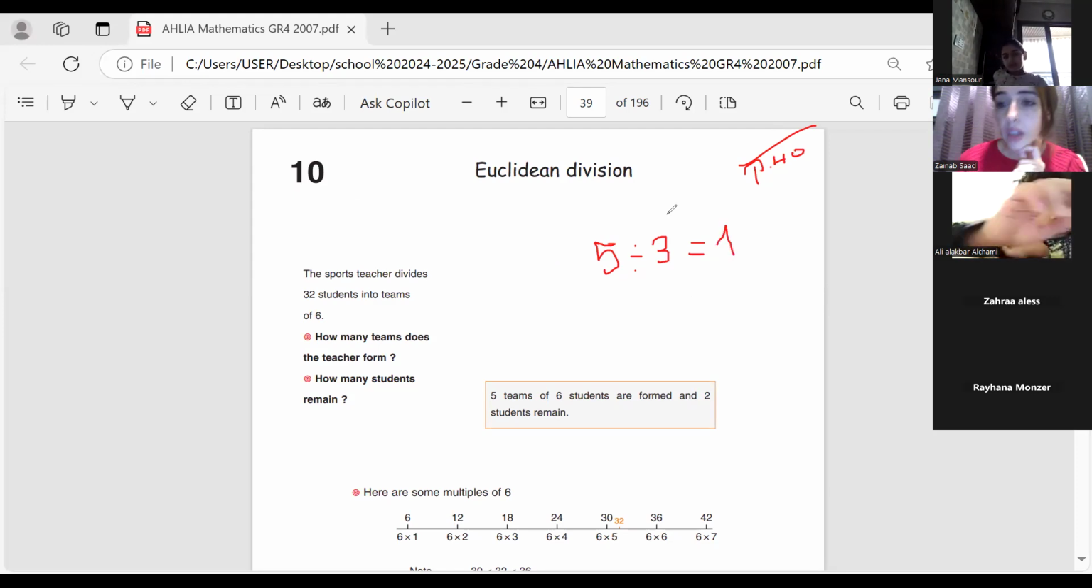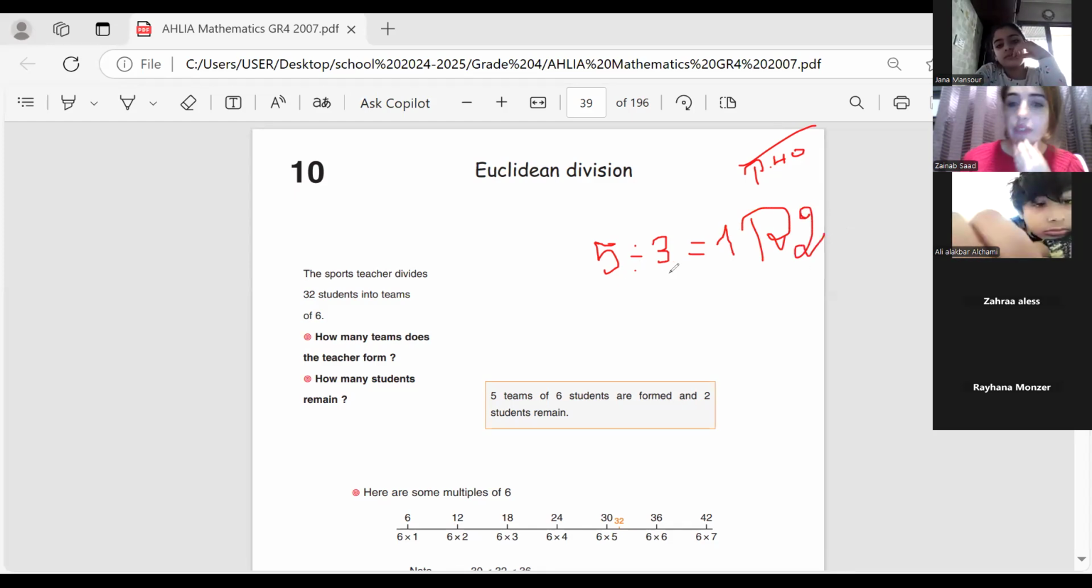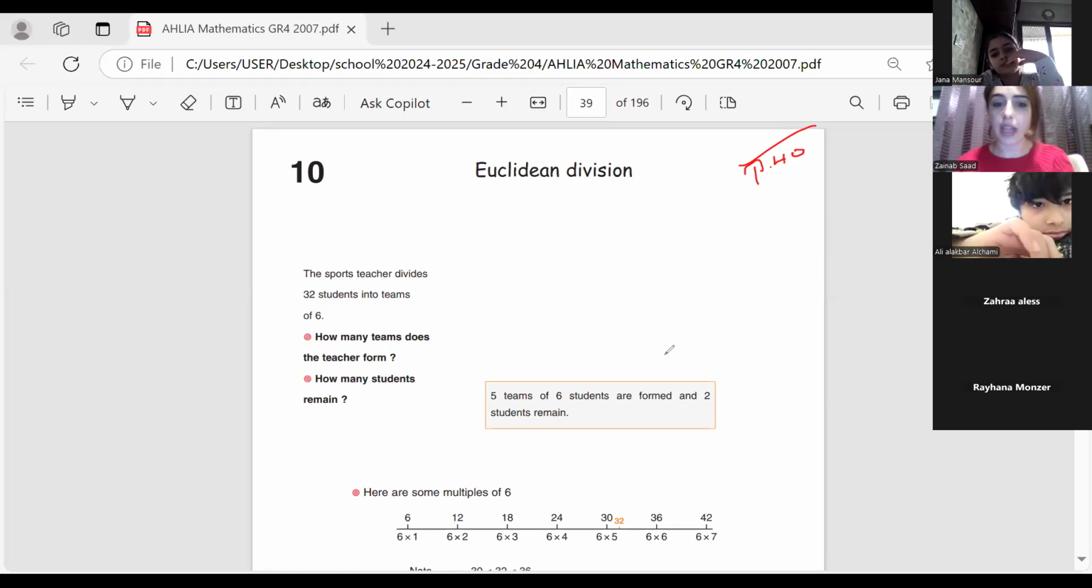So if you give 1 pencil to each one of them, how many pencils will you have as the remainder? 2. She still has 2. So if we divide 5 by 3, is it going to give us an exact quotient? No, it's not an exact quotient because we still have a remainder. This is what I need you to understand: the meaning of a remainder.